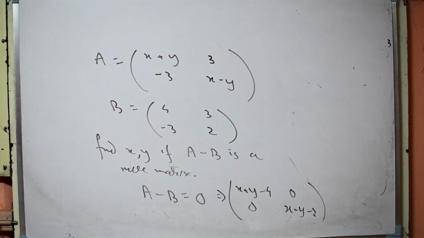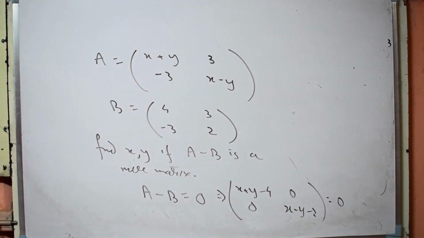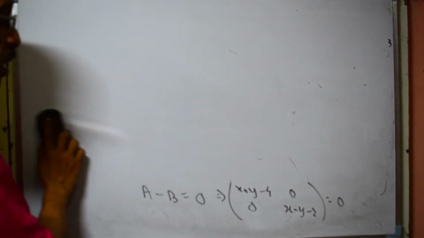This is the idea. But this is a null matrix, so that means this should be all zeros. What is a null matrix? A zero matrix. That means all figures inside the matrix should be 0. We are finding 2 zeros are there. The diagonal, not the principal diagonal, but the other diagonal is 0. So no problem. But the other 2 numbers should be 0.